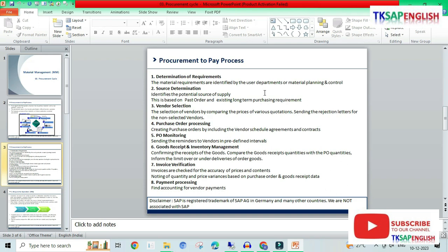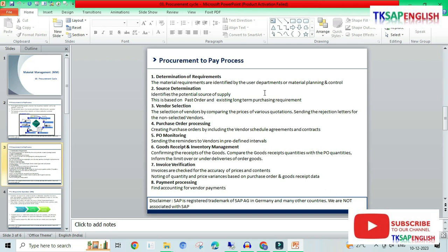The selection of vendors by comparing the price of various quotations, sending rejection letters to the non-selected vendors. During vendor selection, we need to compare the price quotation, quality terms and delivery terms. Other than that, the entire terms and conditions with our customer and the vendor agreement.